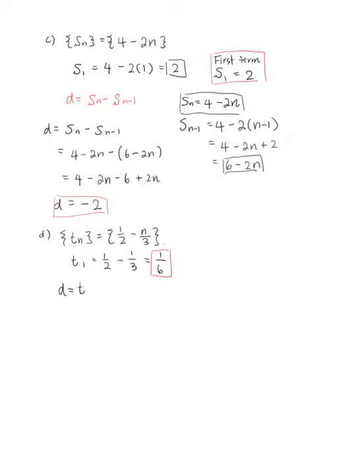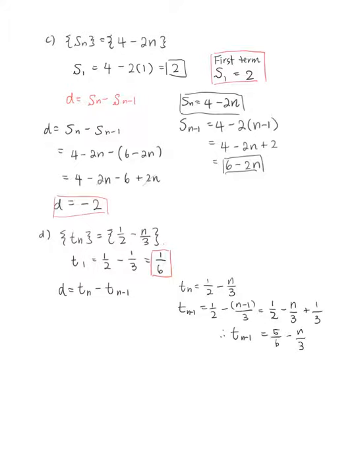So d formula is t sub n minus t sub n minus 1. So our t sub n is defined as 1/2 minus n/3. And t sub n minus 1 then is going to be 1/2 minus n minus 1 whole thing over 3. Let's just simplify a little bit. So this is 1/2 minus n/3. Remember, you're going to have to distribute the negative sign, and then plus 1/3. So it looks like our t sub n minus 1 is going to be 5/6 minus n over 3.